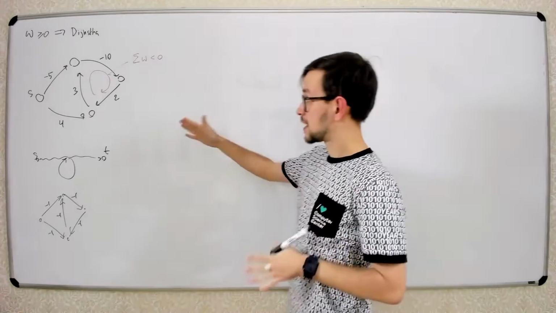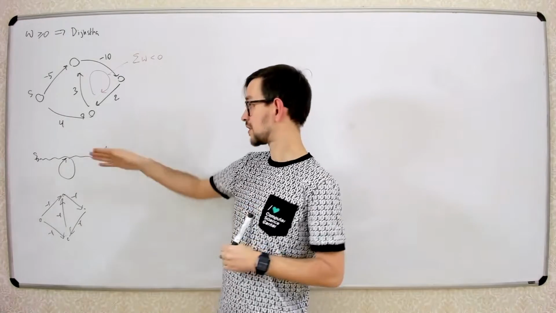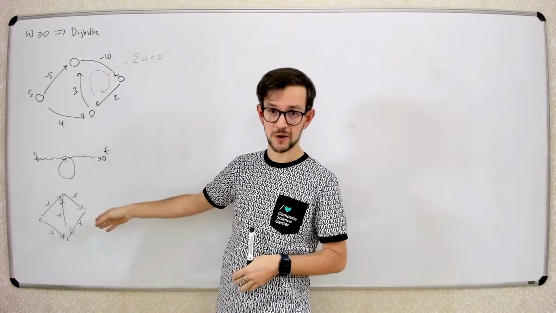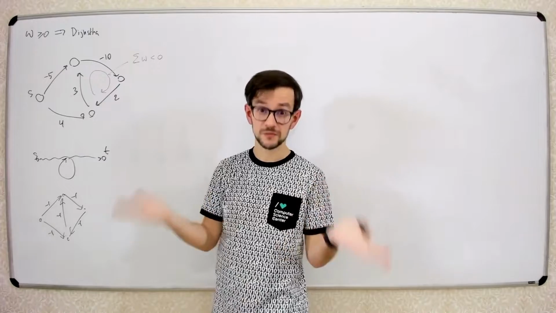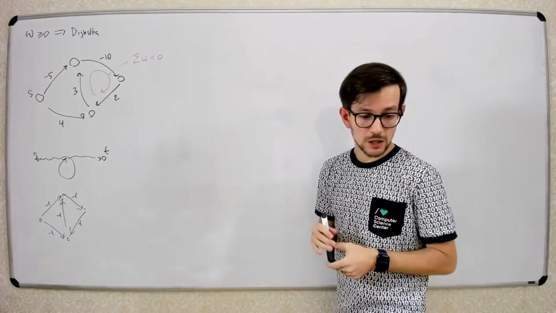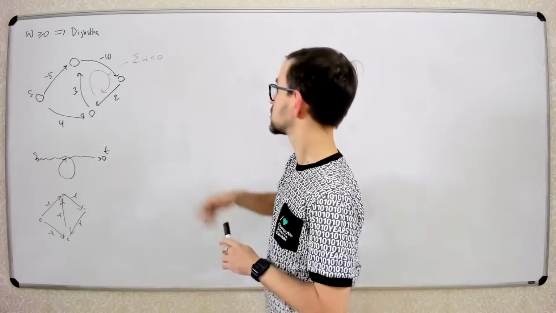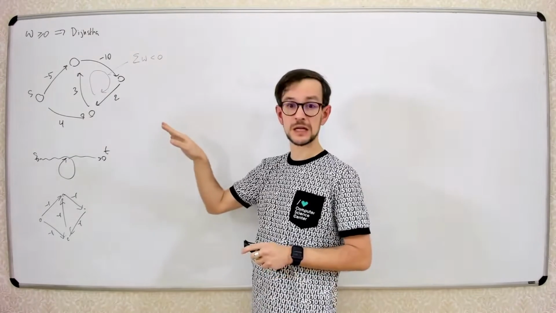So if you have a negative cycle, then you can't find a shortest path because there is no shortest path. And if you look for a shortest simple path, it is a P-complete problem. So in both cases you have problems. So what we'll do, we'll just forbid any negative cycles.